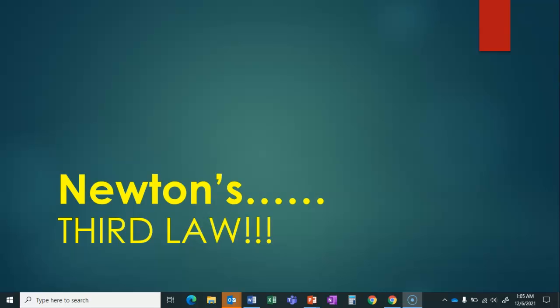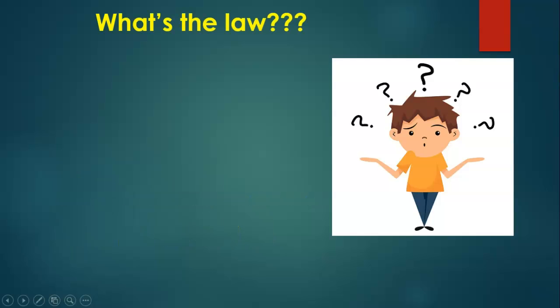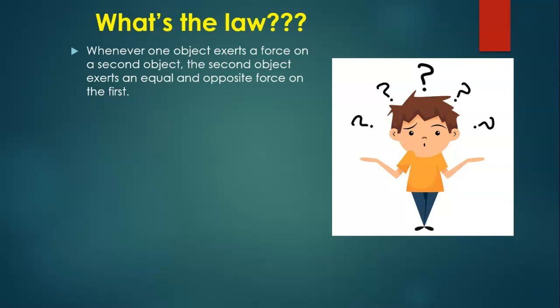All right. So, ladies and gentlemen, those are Newton's first two laws. Today, we're going to take a closer look at his third law. So, let's do that now. What does the law say? Well, it essentially says whenever one object exerts a force on a second object, that second object exerts an equal and opposite force on the first object.